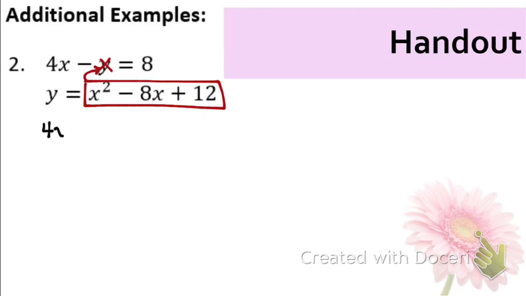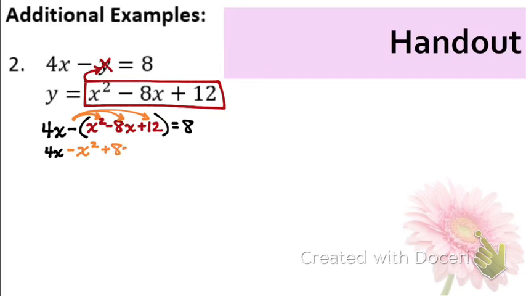So I'm going to have 4x minus (x squared minus 8x plus 12) equals 8. What do I do from here? Distribute. I'm going to distribute that negative to each piece over here. So I have 4x minus x squared plus 8x minus 12 equals 8.